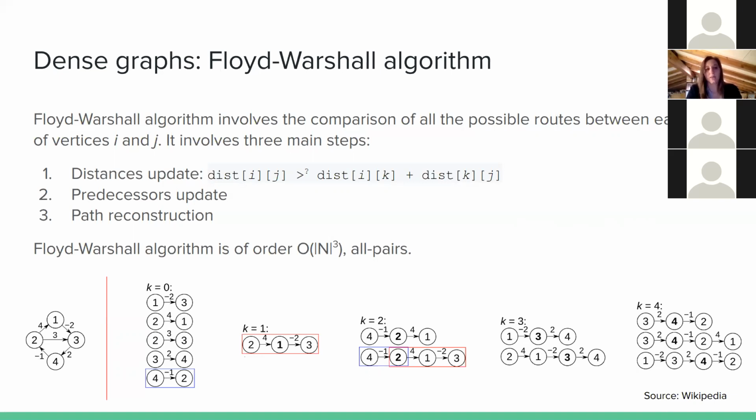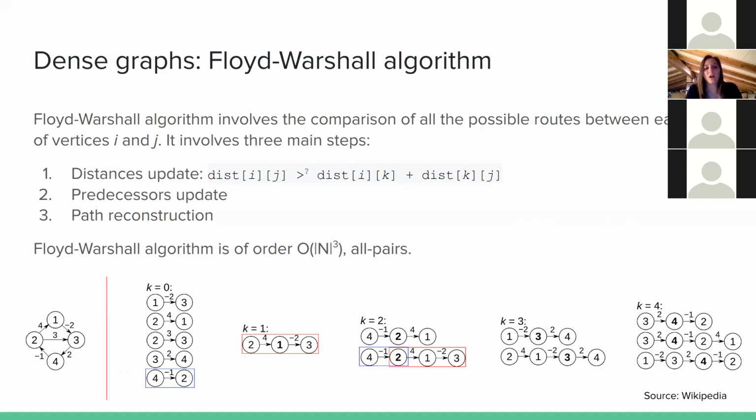Otherwise, you do nothing. Once you have your final distances matrix and predecessors matrix, you can reconstruct your path and have the shortest path. This algorithm is of order n to the third, again, where n is the total number of nodes, so it costs more in terms of nodes, again, for all pair distances.